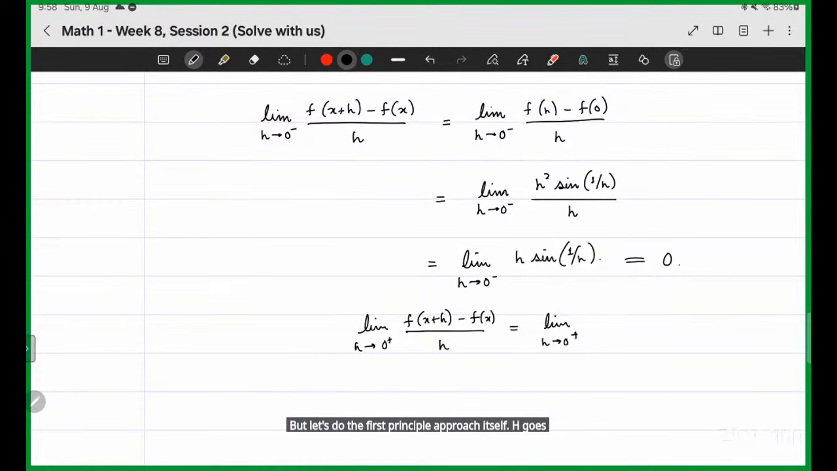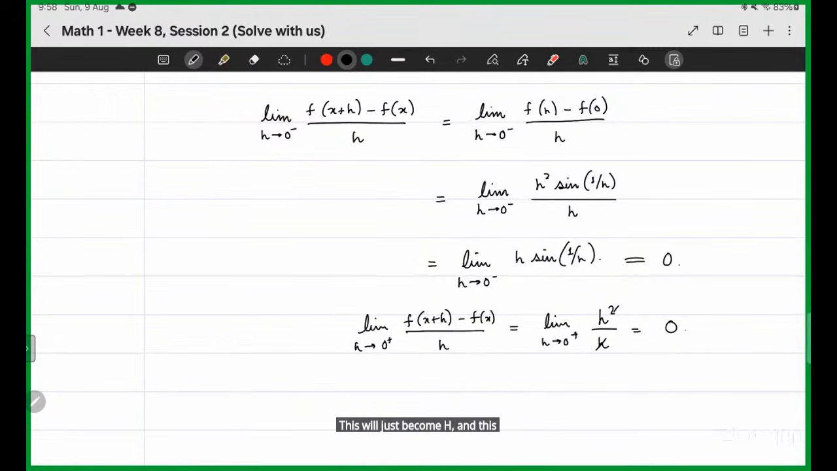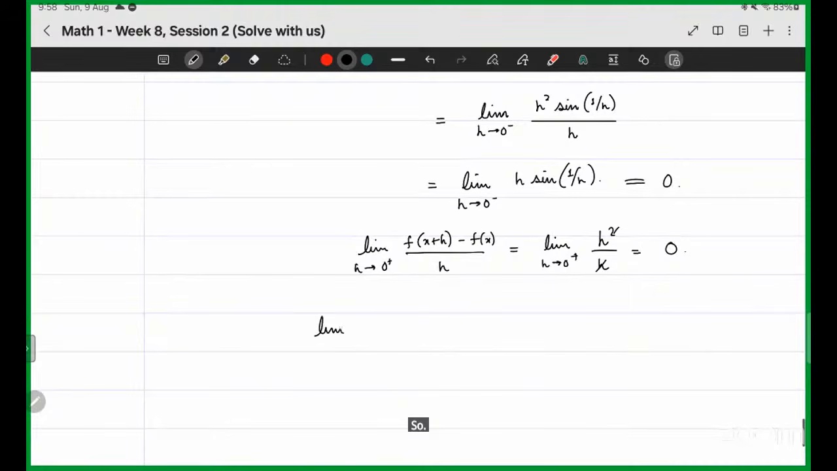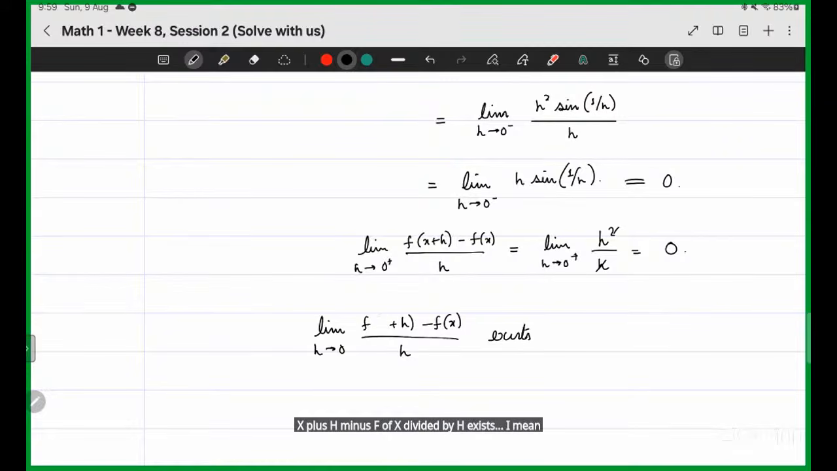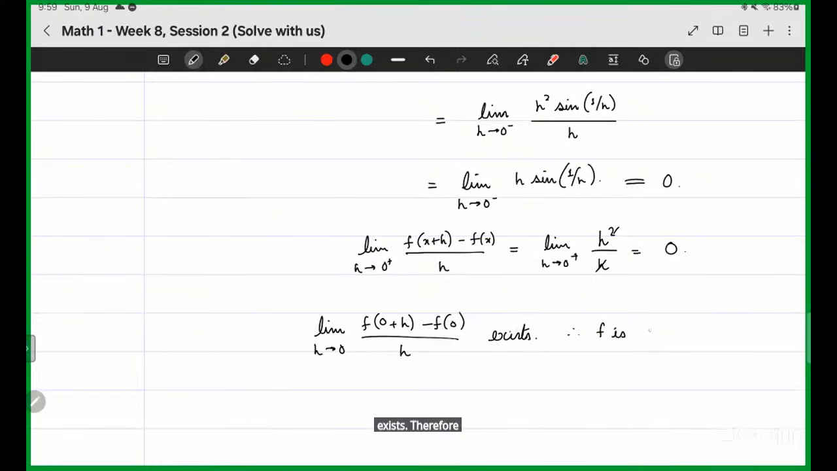But let's do the first principle approach itself. h goes to 0 plus. Once again, we want at 0. So f of h is just h square divided by h. This will just become h, and this is also 0. So limit as h goes to 0 of f of x plus h minus f of x divided by h exists. Therefore, f is differentiable at x equal to 0, and f prime of 0 is 0. This is the rate of change. It's a critical point.